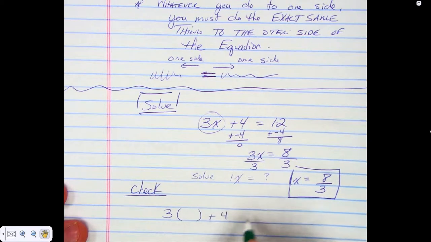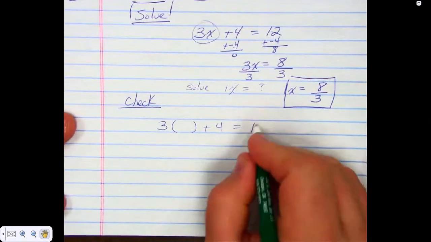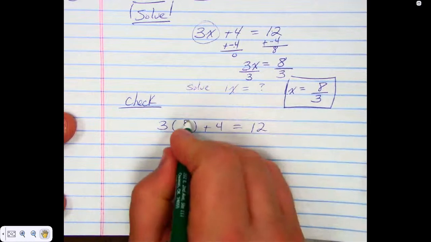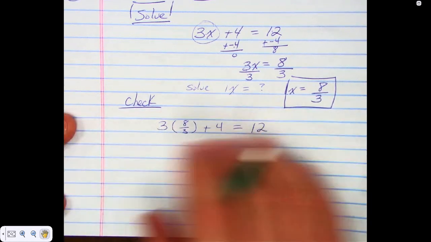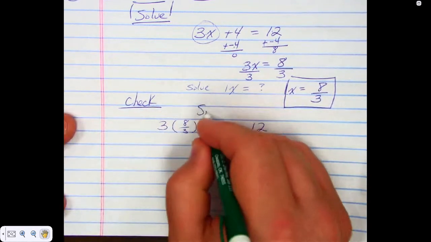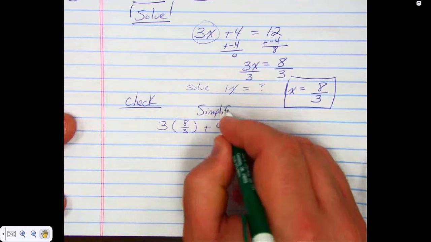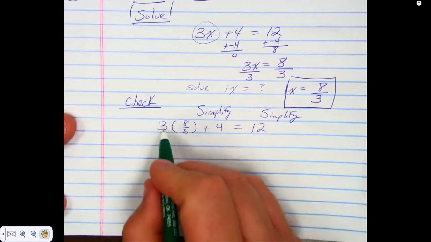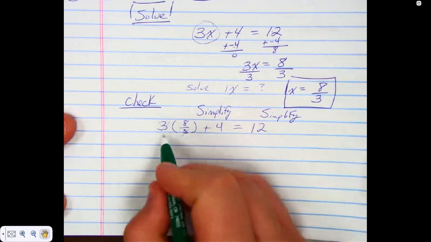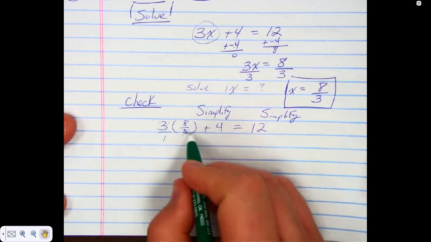You simply plug what you got back into your original equation, except plug, in this case, what? 8/3 back in for x. What you do is you now simplify each side. Simplify here and simplify here. What happens to your 3's there? They reduce before you multiply.